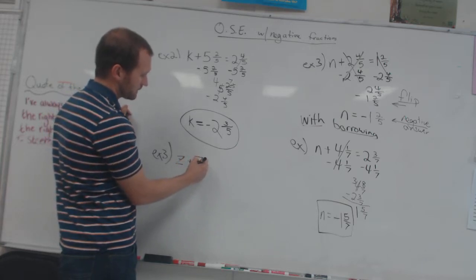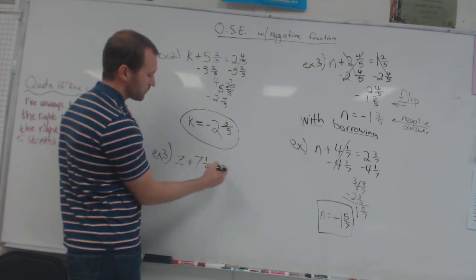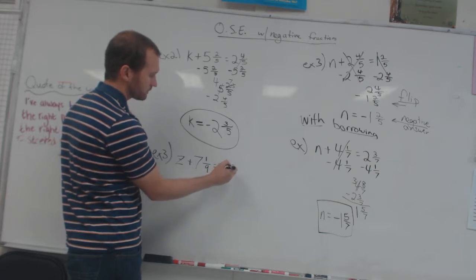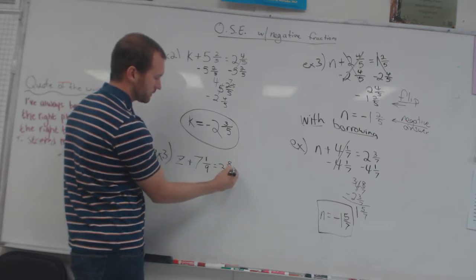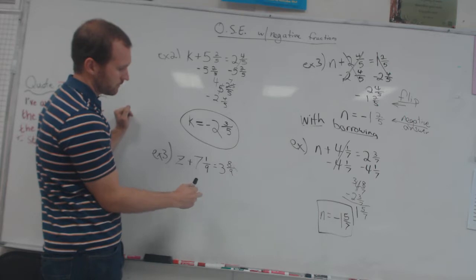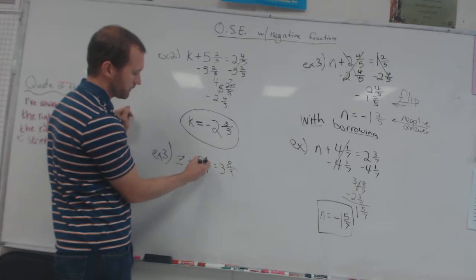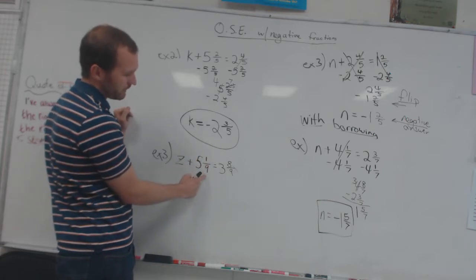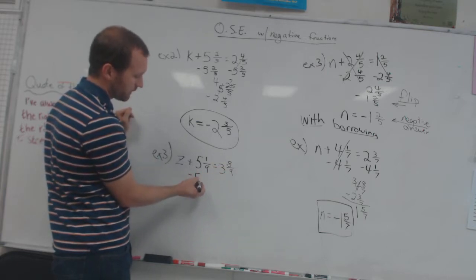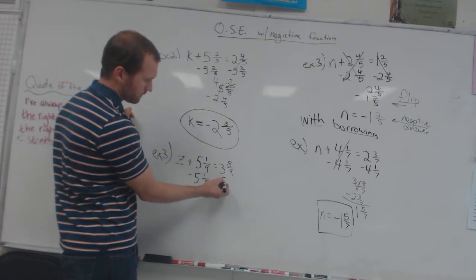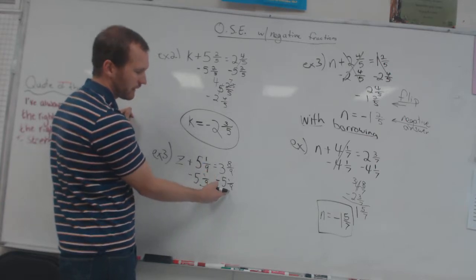All right, Z plus 7 and 1/9 equals 3 and 8/9. Actually, I want to make this a 5. Okay. Z plus 5 and 1/9 equals 3 and 8/9. We're going to subtract 5 and 1/9. What do I notice as I'm doing this subtraction? This is bigger than this. 5 and 1/9 is bigger than 3 and 8/9.